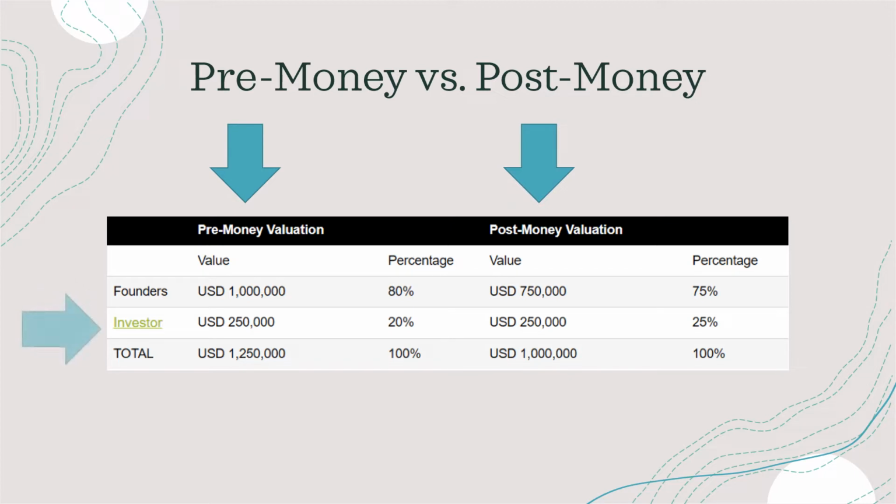The ownership percentages will depend on whether the valuation is $1 million pre-money or post-money. If pre-money, then the company will be valued at $1.25 million post-money. If the $1 million figures in the investment dollars, this will be the post-money valuation. In this example, the valuation method used makes a huge difference on the ownership.